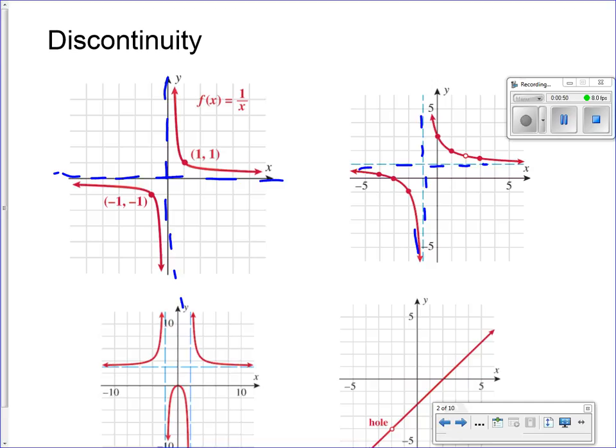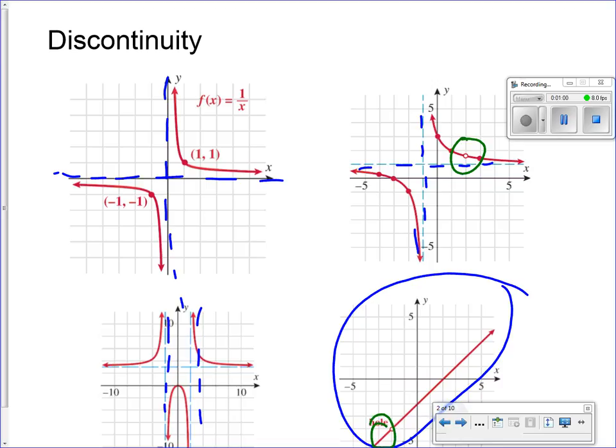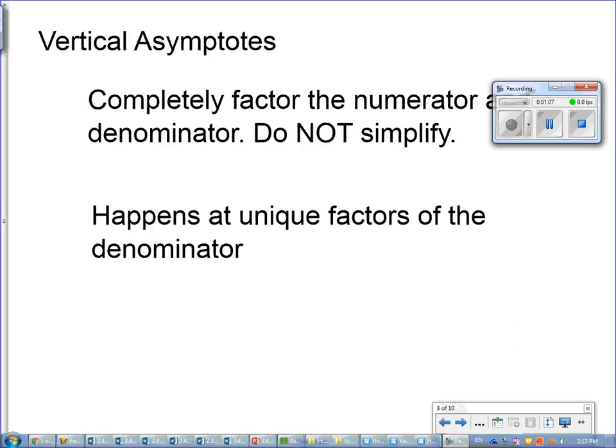graph. You can have multiple vertical asymptotes, like this graph right here, or it's possible that you have no vertical asymptotes. We're also going to have holes. You can see a hole there in the graph and a hole there, and we're going to get to that in our next lesson. So first we're going to talk about finding a vertical asymptote.